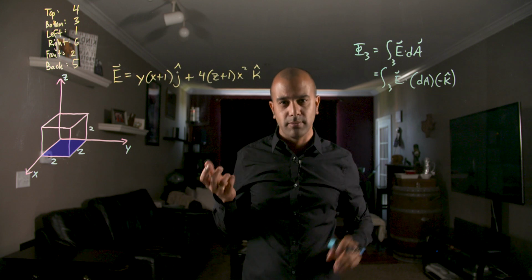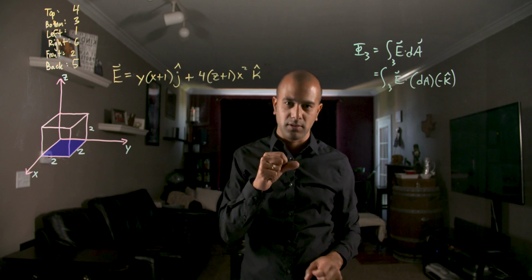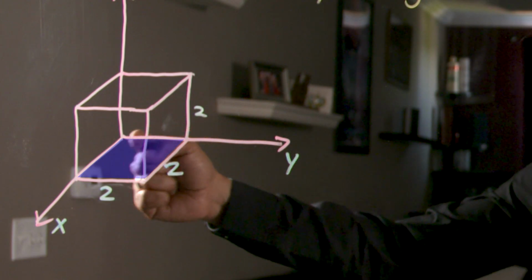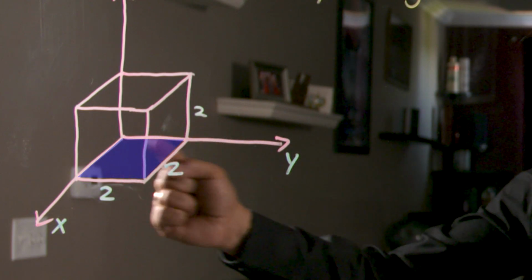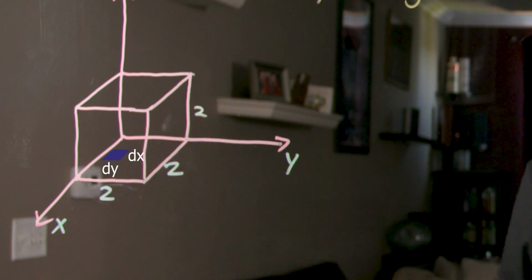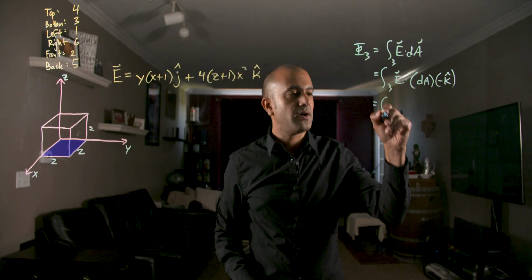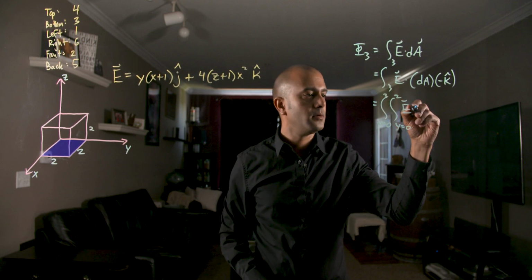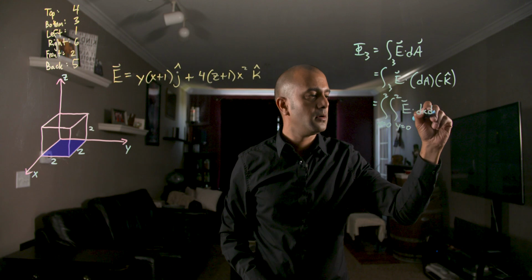Now what is the magnitude? This dA just means a small differential area. It's what we're going to integrate over. In this case, you can see that the bottom surface extends in y and extends in x. So that differential has a dy and a dx in it. And then you also have to put your limits of integration. The limits of integration are y goes from 0 to 2, and x goes from 0 to 2.